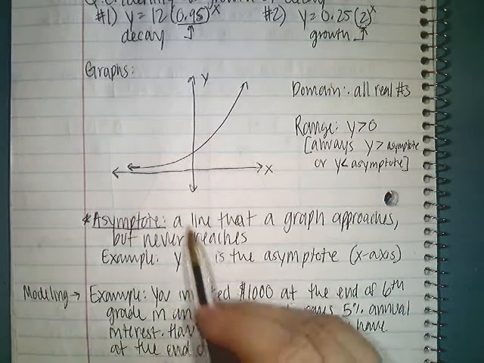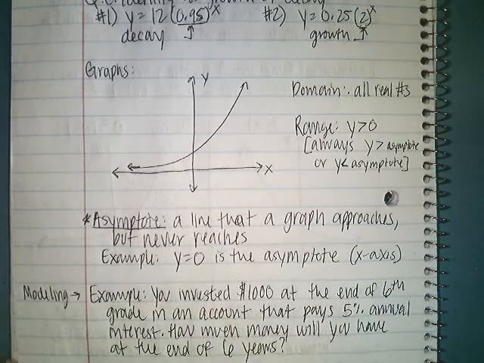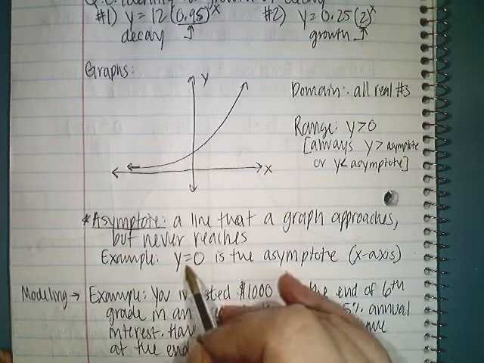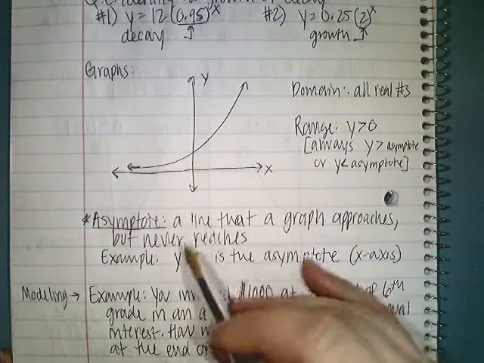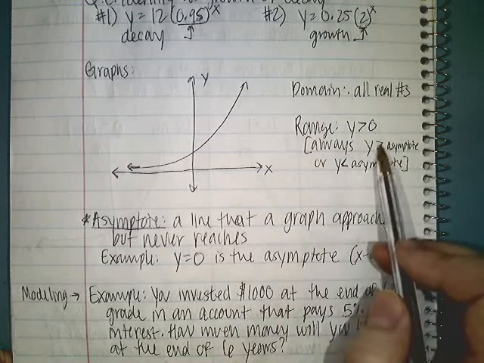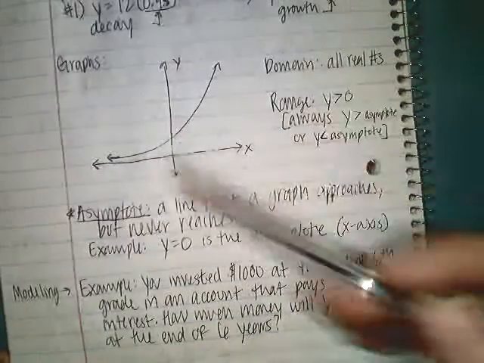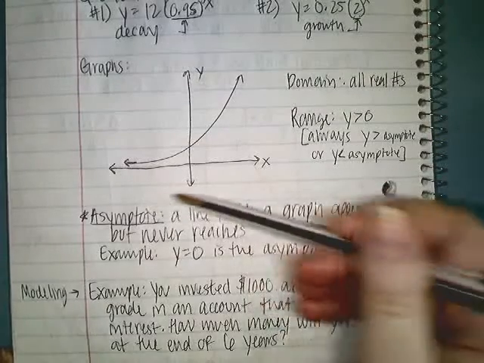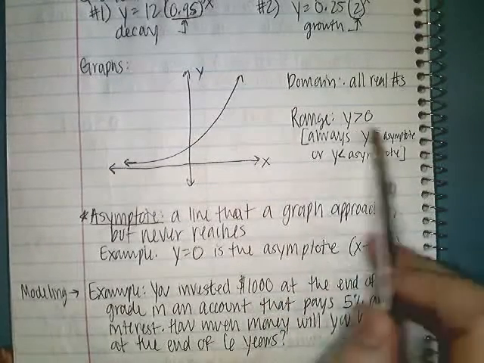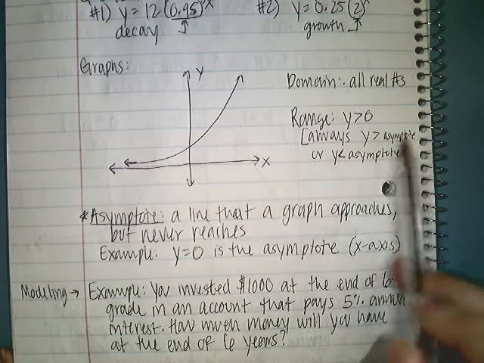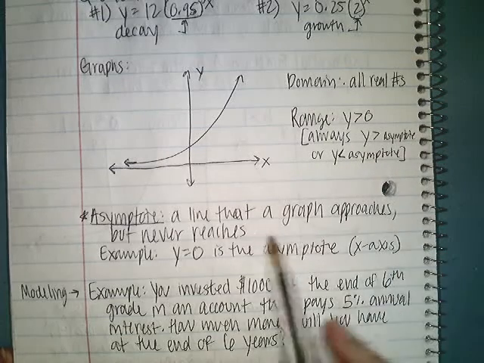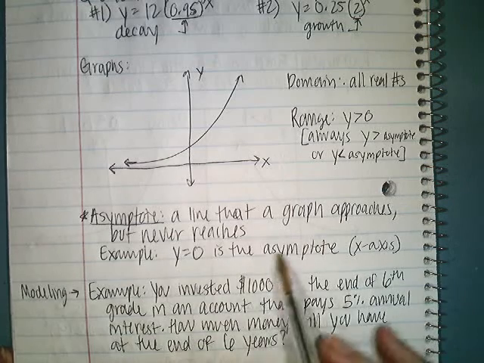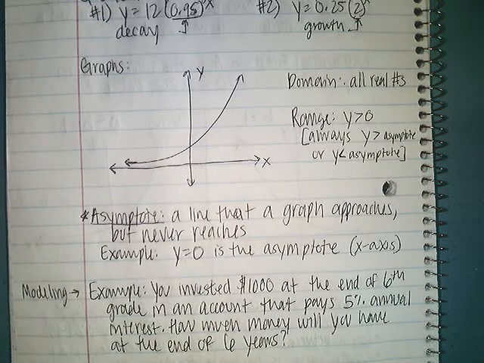The reason we bring this up is that it's a main feature of exponential graphs, but also it tells us our range. Our range will always be y is greater than the asymptote if the graph goes up this way, or if it were going down like this, y is less than the asymptote. So that's why it's particularly helpful when we're describing our exponential graphs.